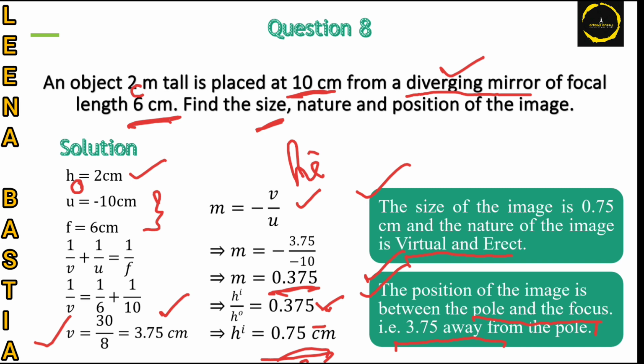If you are getting some size, it is not a point size, so it must be in between pole and focus. Either you write that way, or you can just write it is 3.75 centimeter. You have to write centimeter also here, centimeter behind the mirror. That's it. Okay, I hope it is quite clear.